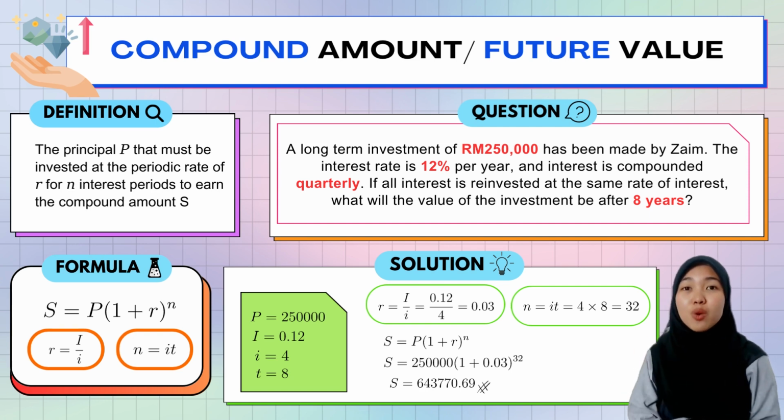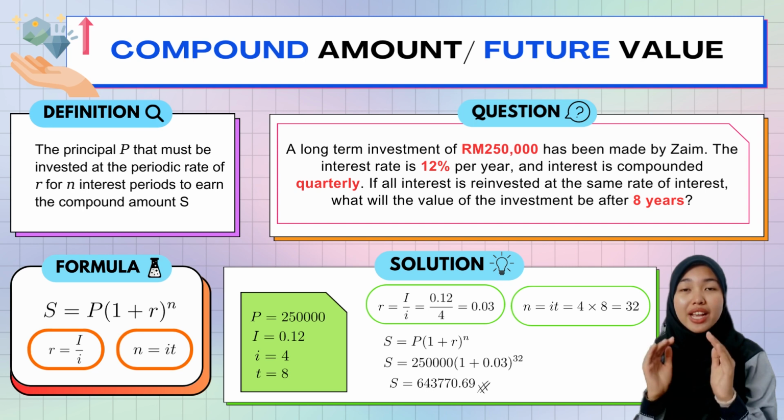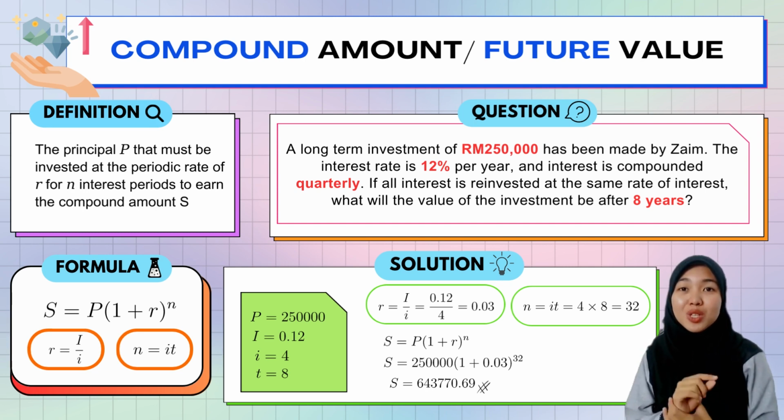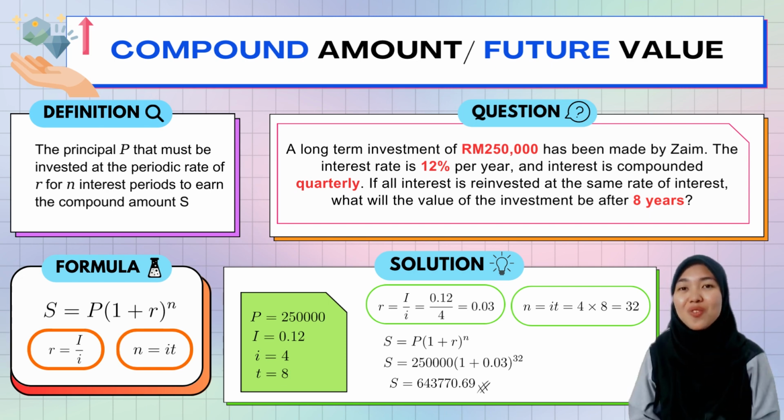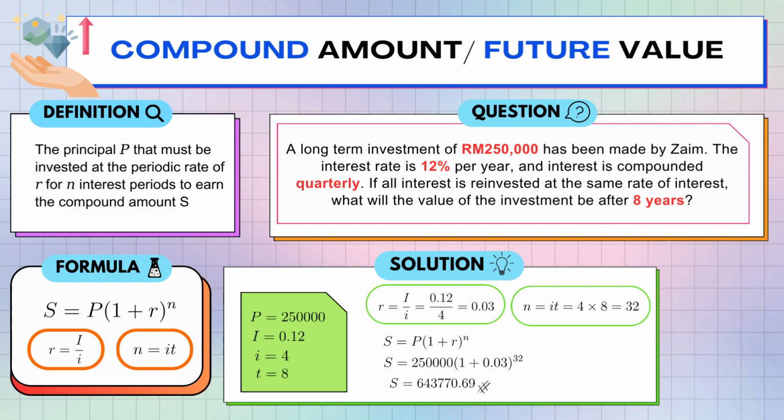So S is equal to 250,000 times in the bracket 1 plus 0.03 close the bracket to the power of 32, and we get S is equal to 643,770.96. So the amount that Saim will get for his investment is RM 643,770.96. And that's all from me. I will pass to the next presenter.